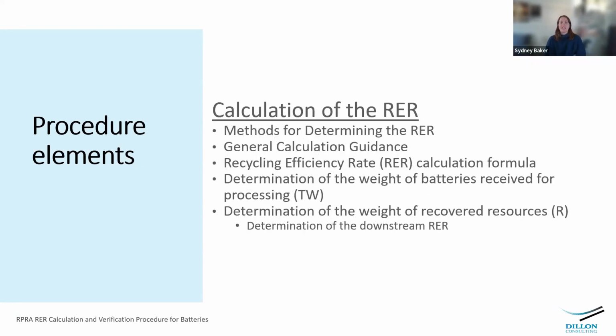Within the calculation of the RER, we're going to go through the two methods that we propose for determining the RER, some general guidance around calculating the RER, the formula itself, and then how you determine the weight of batteries received for processing, and how you determine the weight of recovered resources, including the determination of the downstream RER.